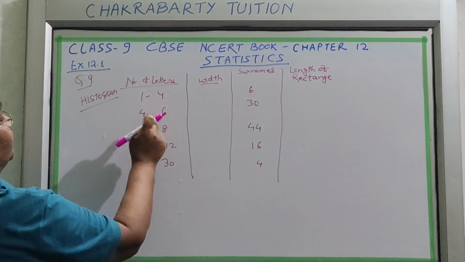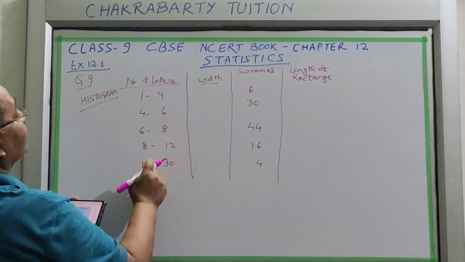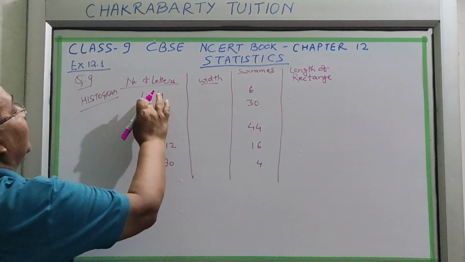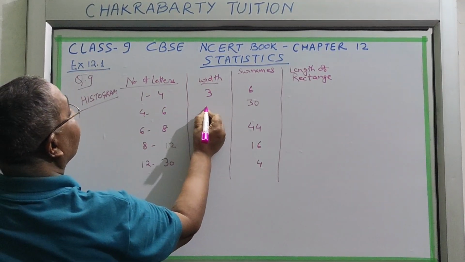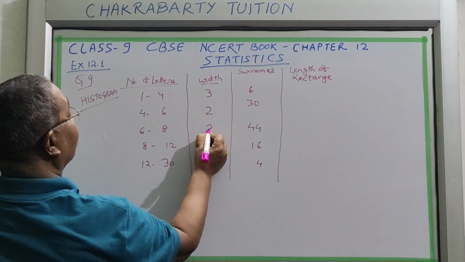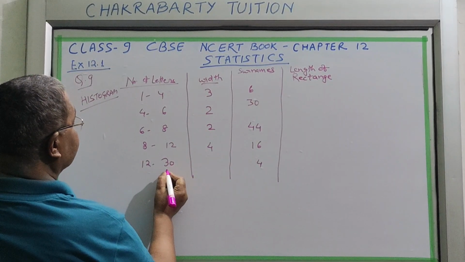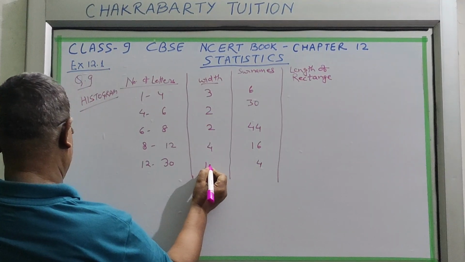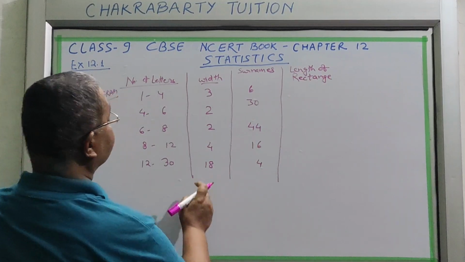6 comes here, 4 comes here, 8 to 12. It is continuous, but the class difference is not equal. Here the class difference is 3, here 2, here 2, and here it is 4, and here it is 18. 12 to 20, 18. This is your class difference.